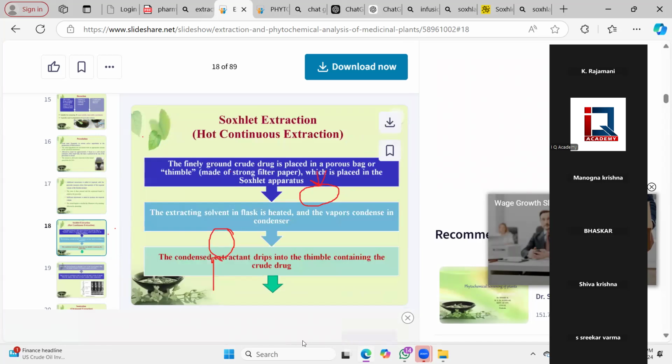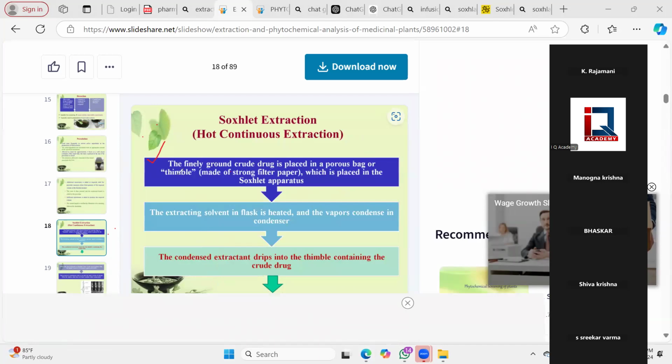Soxhlation, percolation. What is the basic difference? The basic difference between soxhlation and percolation is that in soxhlation, heating is involved. Finely ground crude drug is placed in a porous bag.